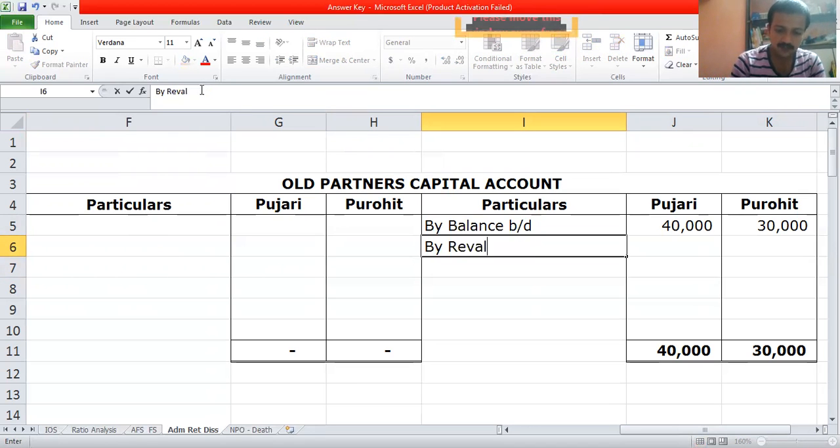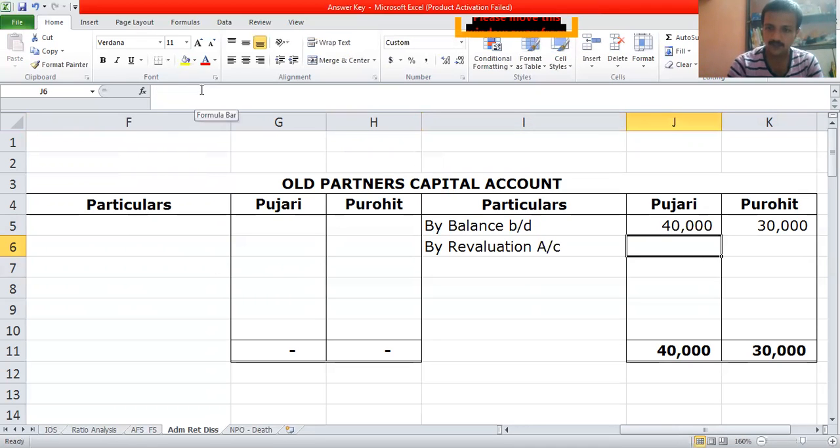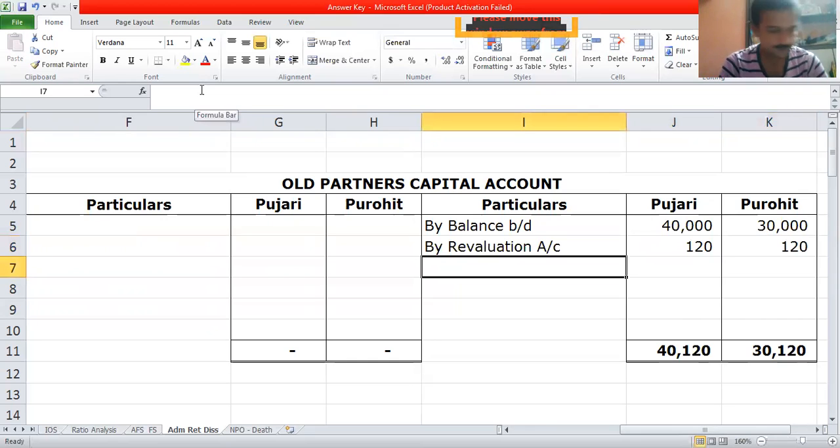So in the revaluation account, as there is profit, it appears on the credit side. You can remember with a very simple trick: if it is on the left side of revaluation, you can take it on the right side of old partners, and vice versa. So it is 120 each.